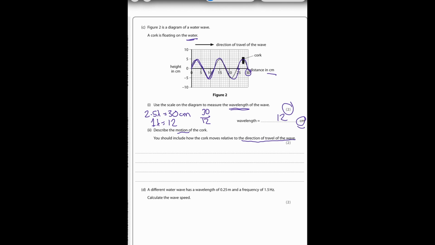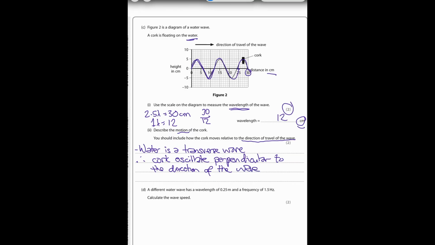Now, I might not get marked for saying that it's transverse, but it's a key word, so I might as well just say it. So I can make that point there, the water wave is a transverse wave. And the cork's floating on the water, so I can say therefore the cork, and I'm again going to use the keyword oscillate, and because it's transverse, I'm going to say perpendicular to the direction of the wave. So I'm showing the examiner that I know exactly what they want me to say. Basically, I've identified it's a transverse wave, and I've got that one right.